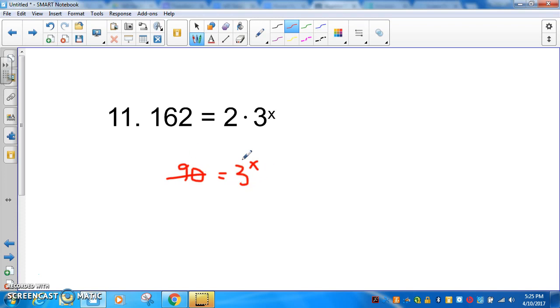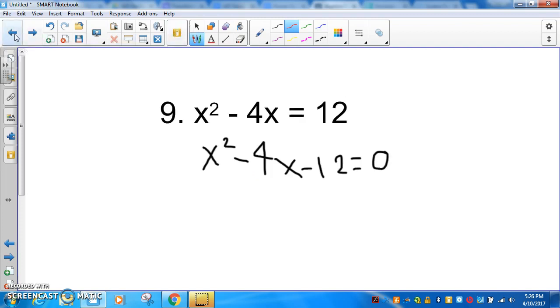There is a special operation that allows you to cancel out a variable that's in an exponent. We can talk about that a little bit tomorrow. It involves something called a logarithm. But anyways, my advice, get it to this point, then guess and check.